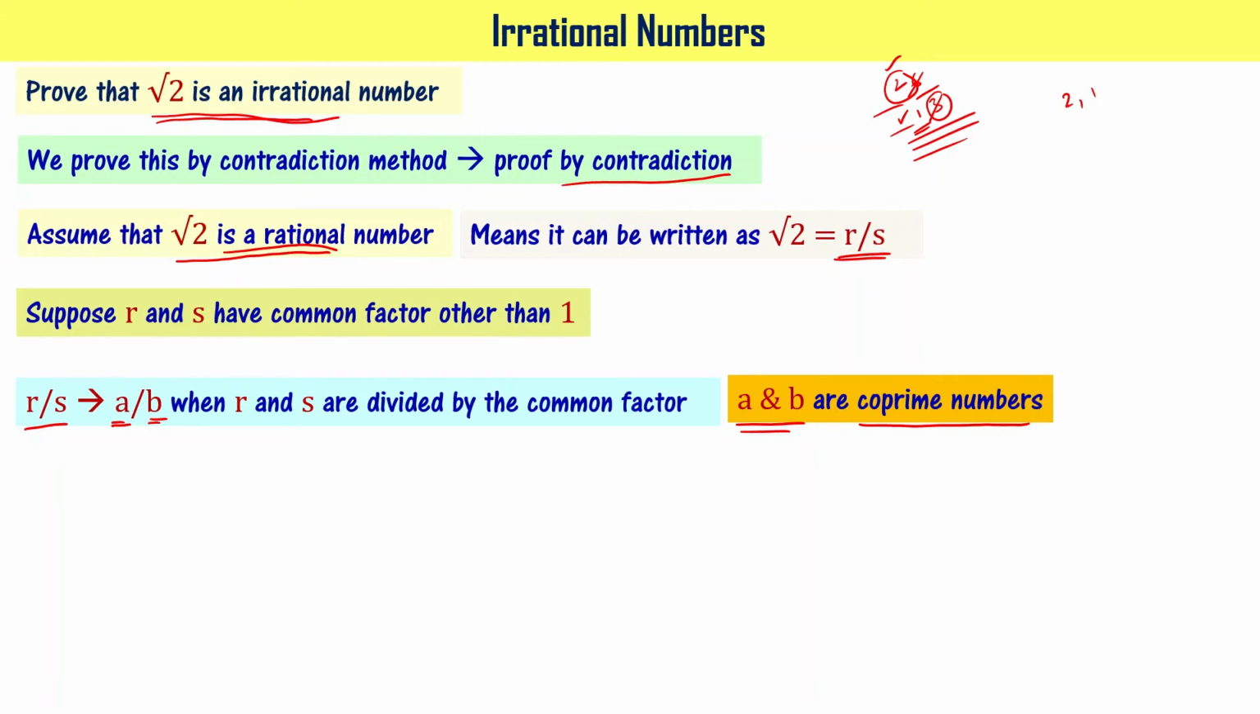numbers. Similarly, if you divide r and s with some common factor, highest common factor for that matter, then what you get is a by b. So a by b will not be having any other common factors other than number 1. That's why they are called co-prime numbers. Please note this.